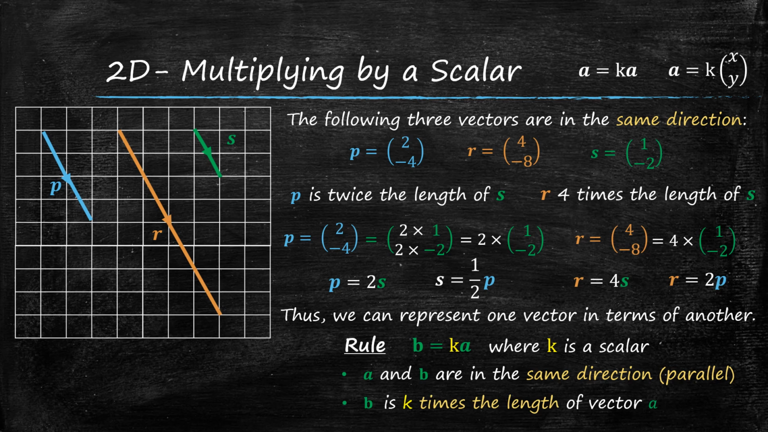So in the scenario where we have p equals 2s, obviously p is 2 times the length of vector s. p and s are in the same direction, but p would be 2 times the length of vector s. So this is our general rule, where b equals k times a, a and b are in the same direction, and b is k times the length of vector a.